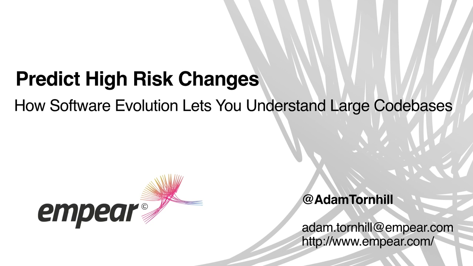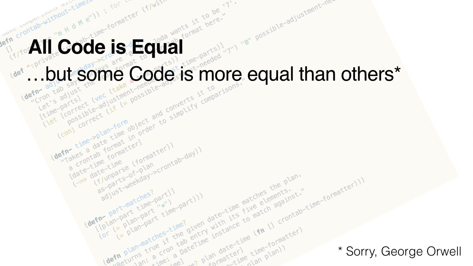So if we want to truly understand a large system in order to predict areas of high-risk changes, we need to somehow gather the collective intelligence of all those contributing programmers. This is a hard problem, but it's a problem that we can simplify somehow by understanding how code evolves. It turns out that code evolves to certain patterns, and it turns out that while all code is equal, some code is more equal than others.